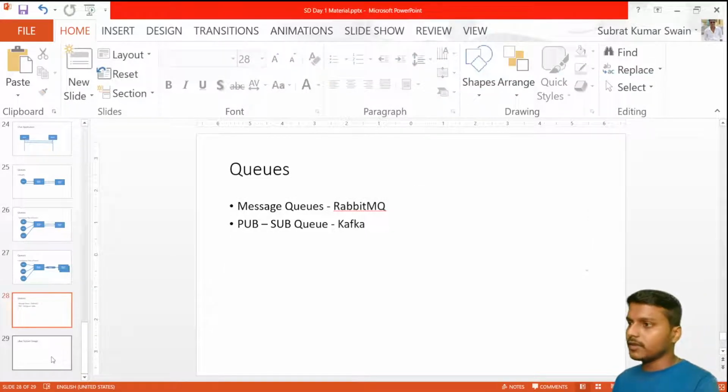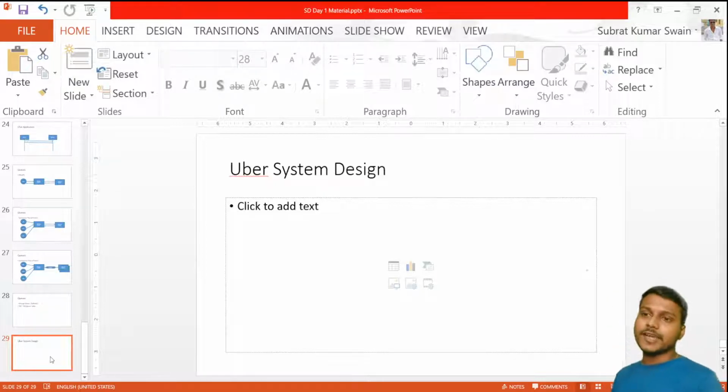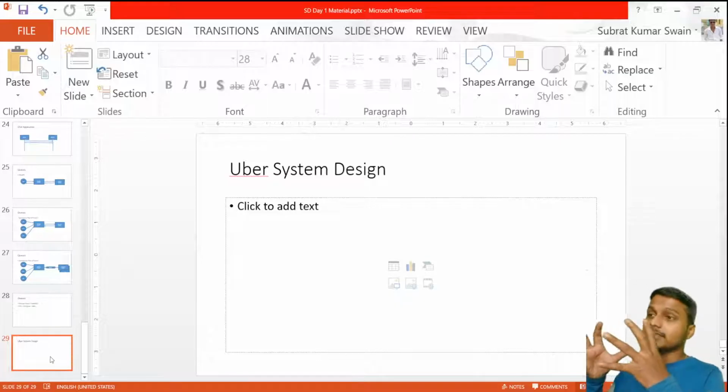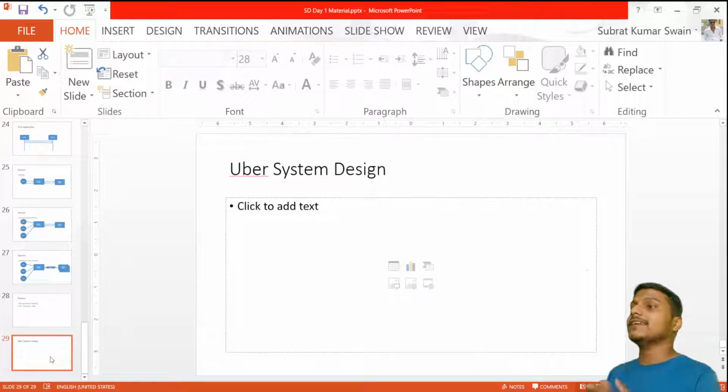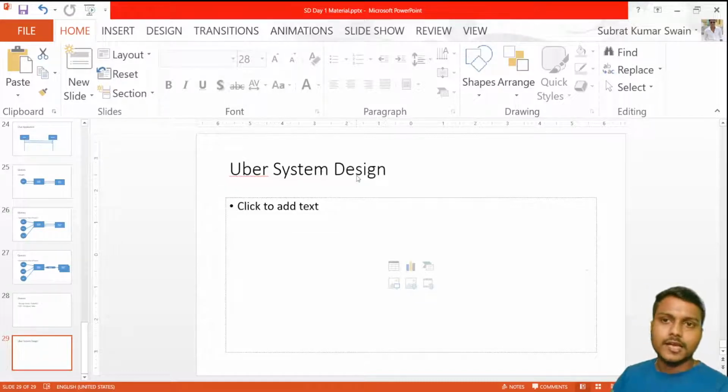Right now, let's get to Uber system design. Just take a moment, guys, because we have covered a lot of concepts. Let's gather all those concepts we have learned. Now it's time we can actually apply them in this Uber system design. I hope everyone is with me to start with this Uber system design. Yes or no, please mention in the chat. Are you excited for this Uber system design, guys?